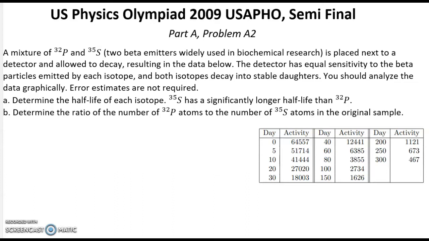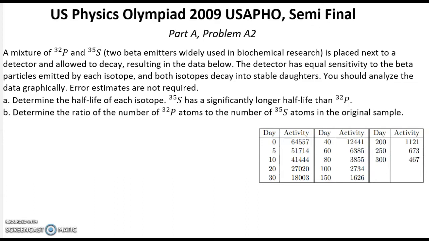Question A. Determine the half-life of each isotope. S35 has a significantly longer half-life than P32. B. Determine the ratio of the number of P32 atoms to the number of S35 atoms in the original sample.